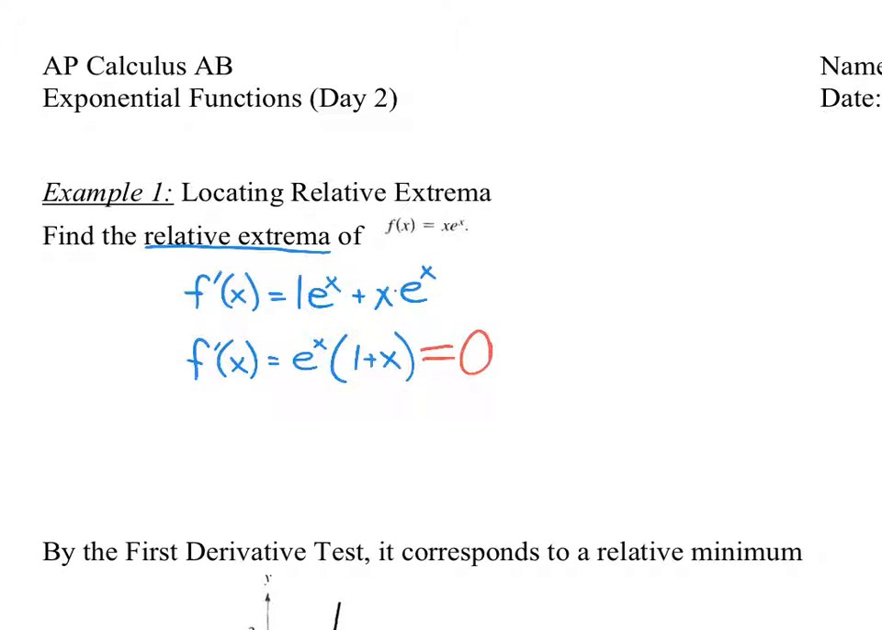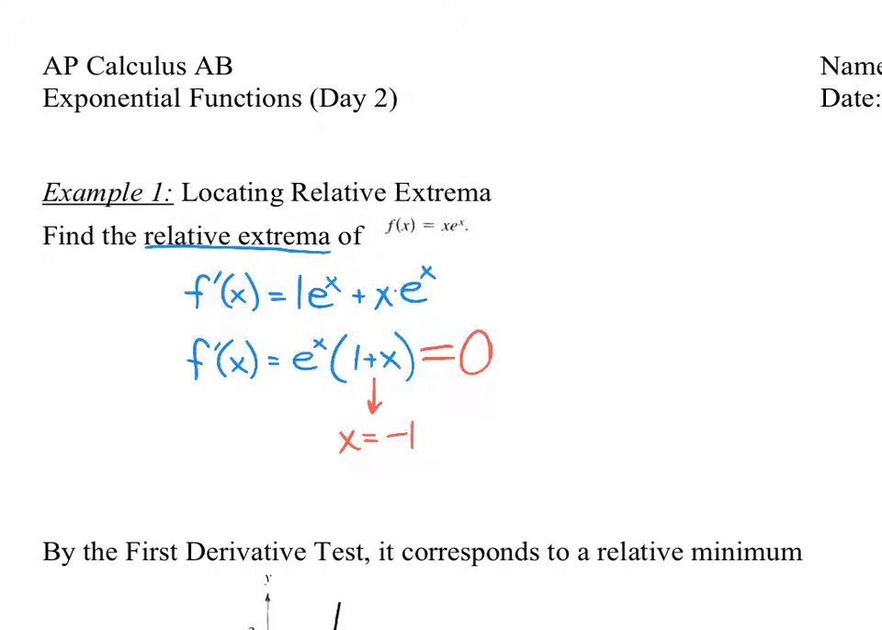Now guys, here's where knowing your domain and range of the parent function is important. Because when will e to the x equal 0? Never. Remember, the range of e to the x was everything greater than 0. Okay? So this, we're not going to get any critical value from. We're only going to get one critical value, and that is when x equals negative 1. Okay? So that is our x coordinate.